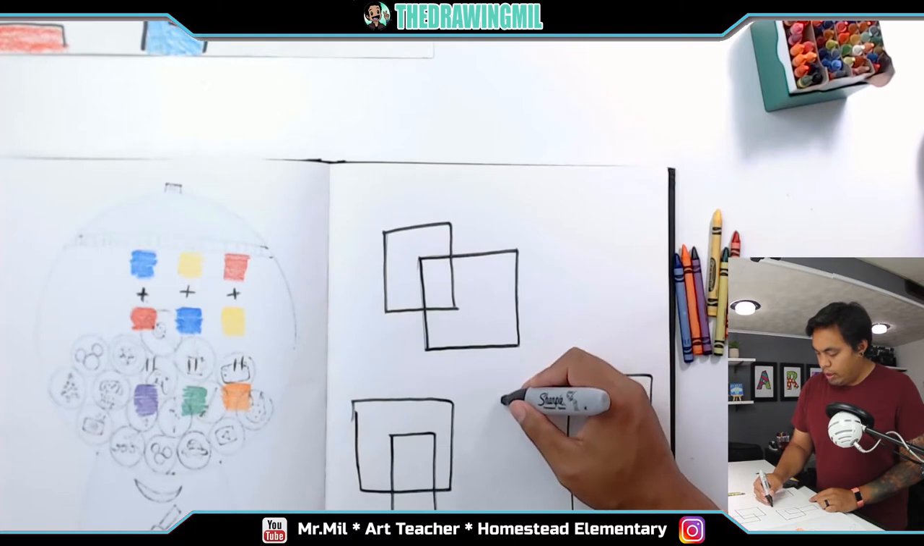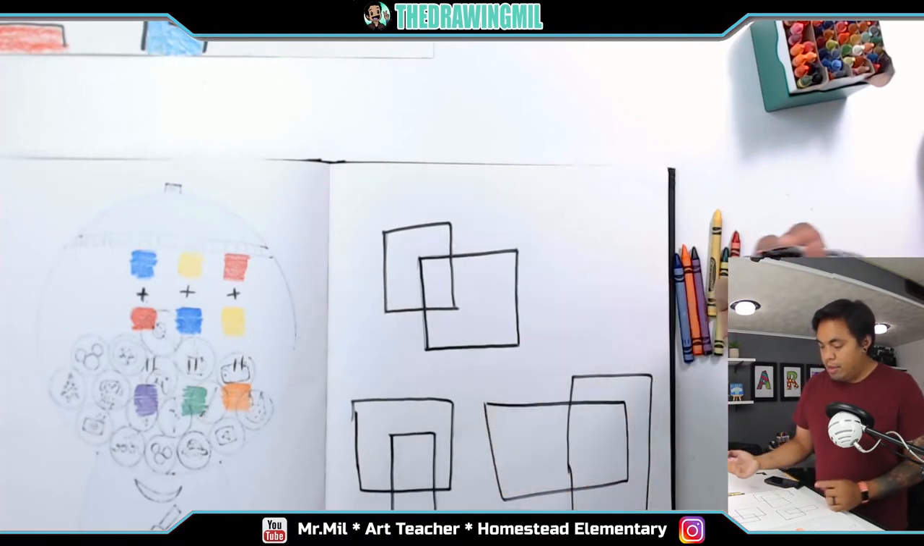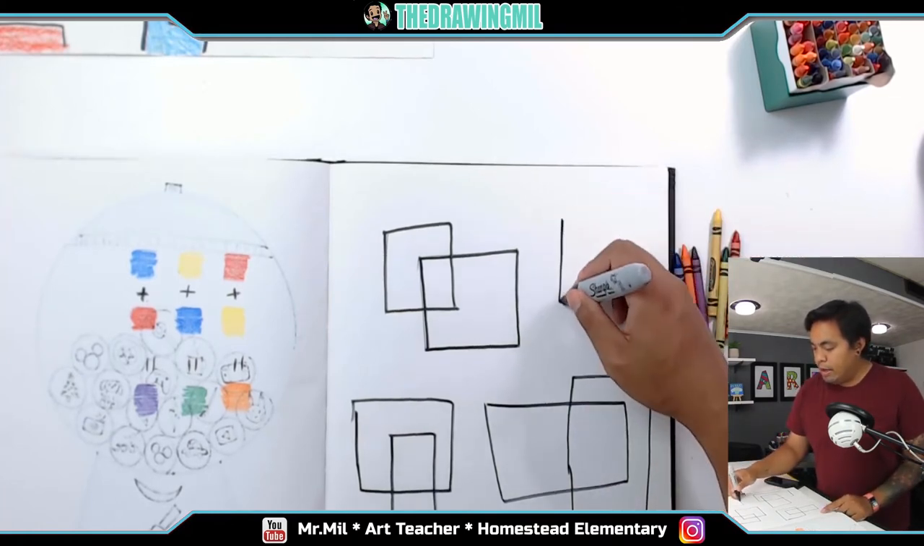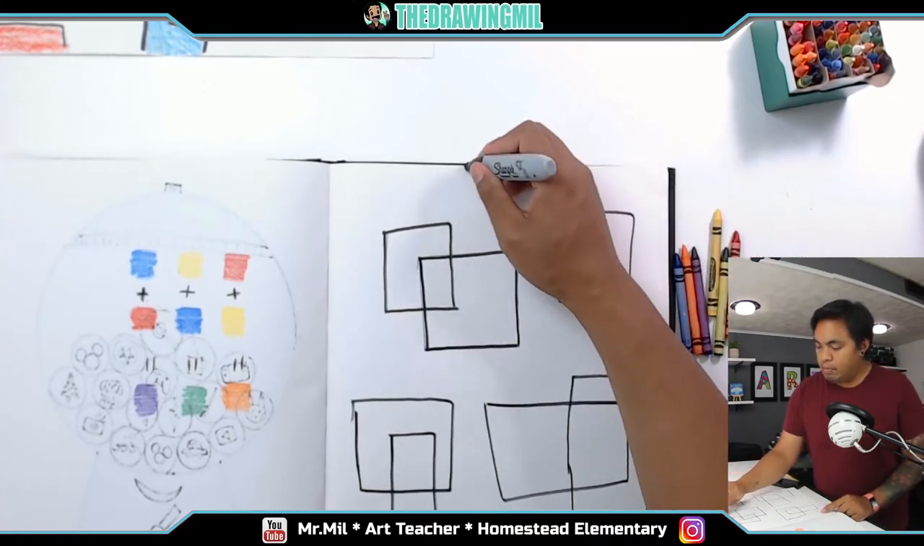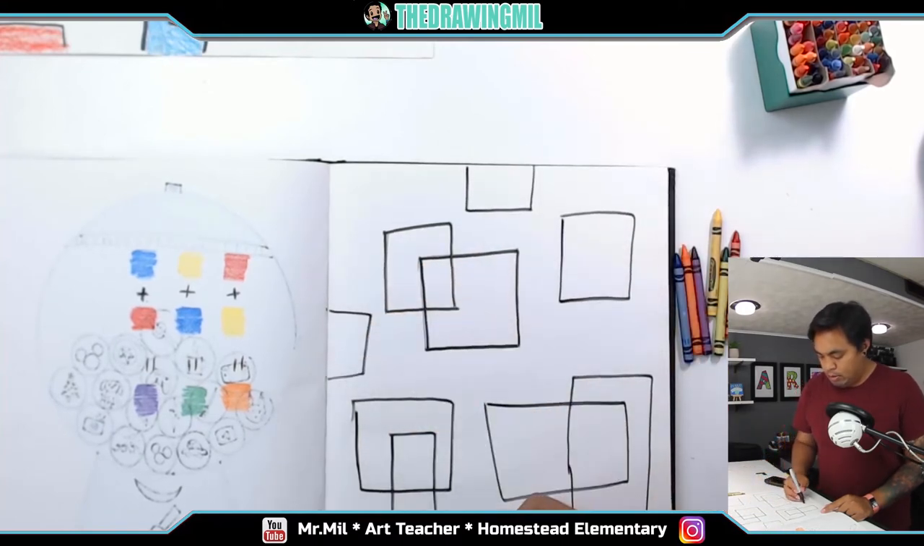And then maybe I'll go like this. And then, to finish off your picture, we can do a couple that are random, that are just floating around. And it can even be hanging off the paper, just like that. All right, now my paper is nice and full.